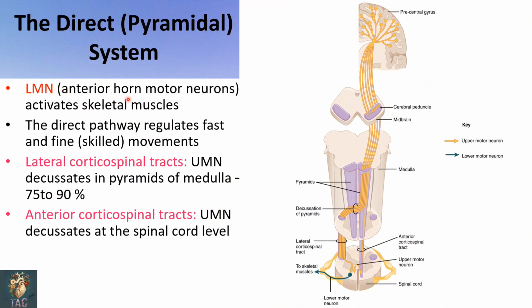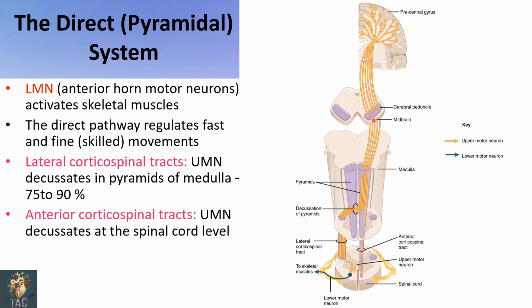Lower motor neurons, also called the anterior horn cells, activate the skeletal system. You can see the cell body is located in the anterior horn, and its axon moves through the anterior root of the spinal cord and combines with the posterior root to form the spinal nerves, and it supplies the muscles. So basically this system consists of two tracts: the lateral corticospinal and the anterior corticospinal.